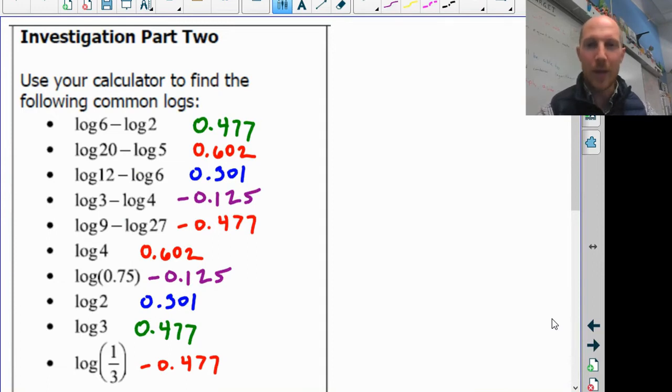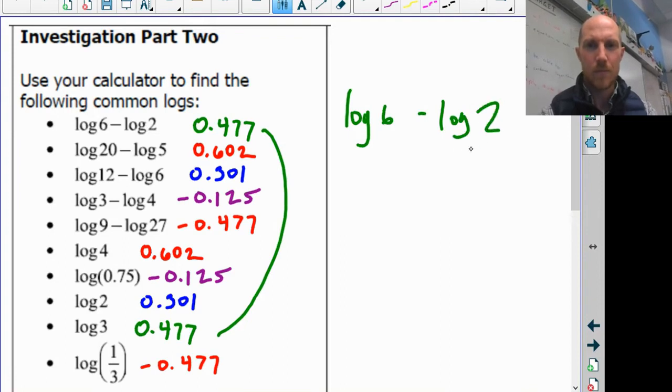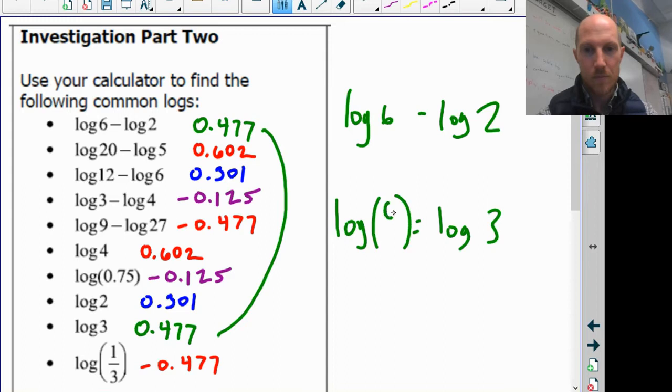So here are some answers, and hopefully you noticed, again, some of these have the same answers. For example, log 6 minus log 2 is the same thing as log 3. Why is that? 6 minus 2 does not equal 3, so it's definitely not subtraction that's going on here, but 6 divided by 2, that's 3. Right, so subtracting these two logs would be the same thing as dividing the 6 and the 2. Log of 6 divided by 2, that's where we get that 3 from.